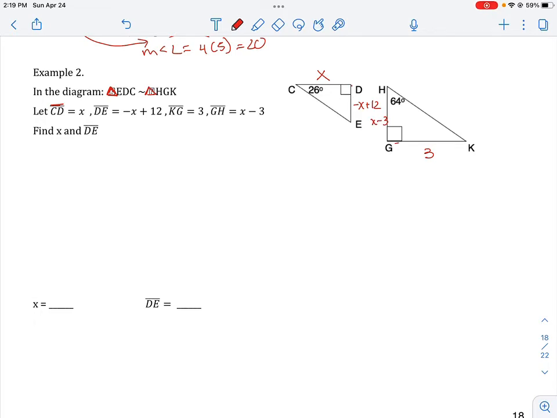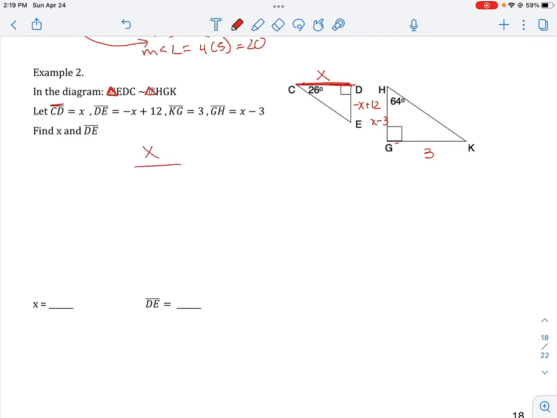Now we want to find x and we want to find DE. So in this problem, we have to use the sides because those are the only pieces that have the x in it. Even though they give me the angles, we know what those angles are. So remember, we're going to start with the proportion. So pick one of the sides that has an x in it. So I'm going to use this side CD. So that's x.